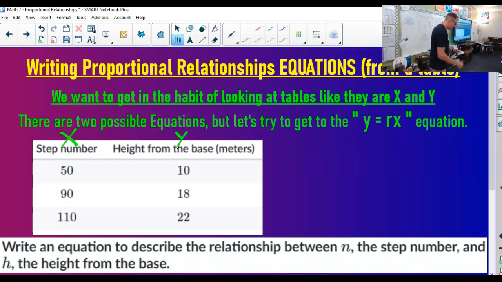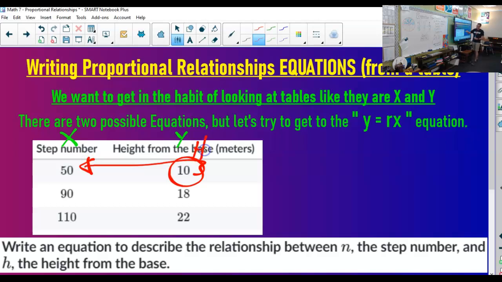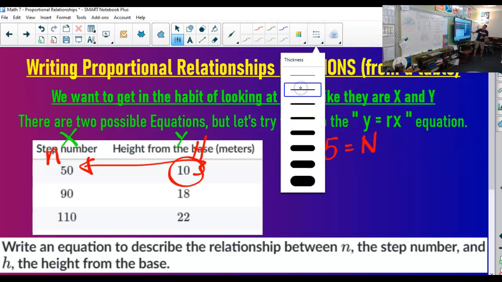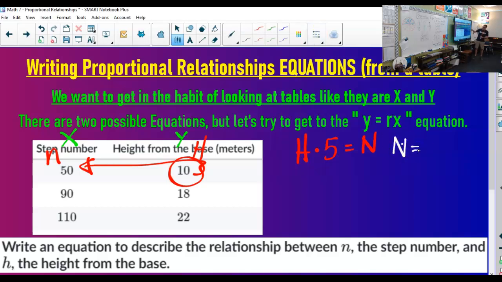Lakin, tell me what you guys said here. We said, h times 5 equals n. Now, how'd you figure that out? Because if we use the y and the x, 10 times 5 is 50, 18 times 5 is 90, and then 22 times 5 is 100. So you said h times 5 equals n, or another way we could write that if we kind of flip it around to what we're used to is like n equals 5 times h.